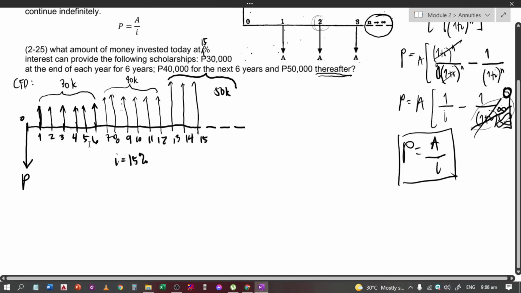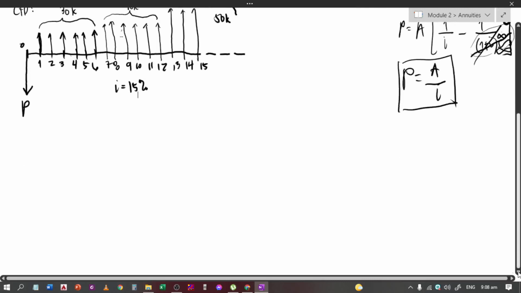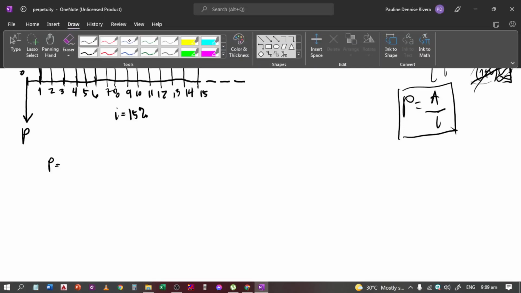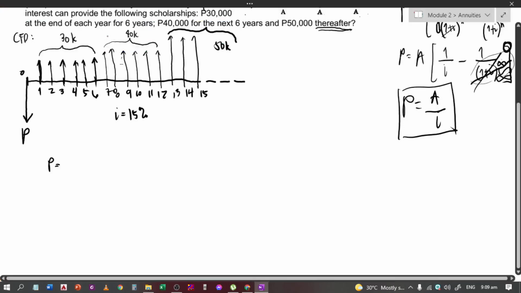Okay. So, ganun lang din. To get the value of P, so we'll have to get the sum of all these payments. So, iba-ibang annuity yan. So, P is equal to present worth nung 30K, present worth nung 40K, and then present worth nitong 50K. So, present worth nito, kung mapapansin nyo, this is ordinary annuity. Nag-start siya sa end ng first period. Dito siya nag-start. Yan. So, ibig sabihin ordinary annuity.